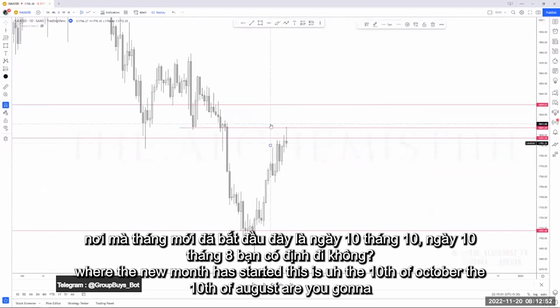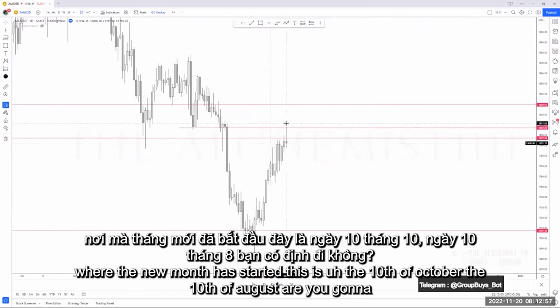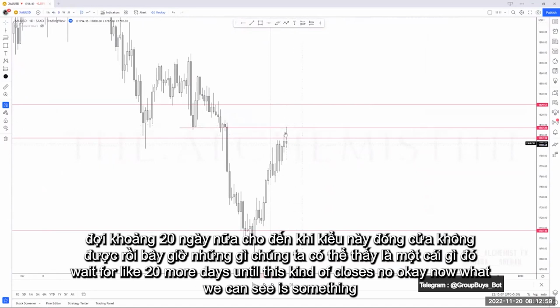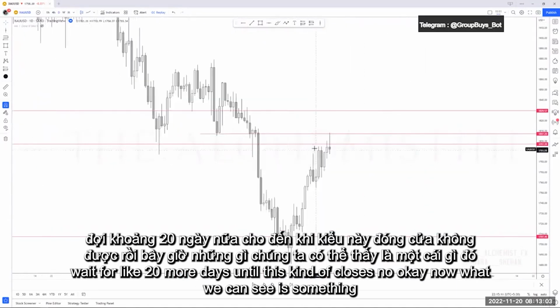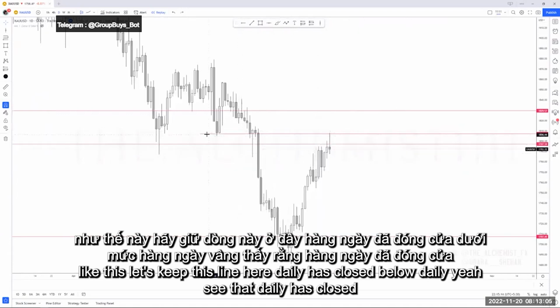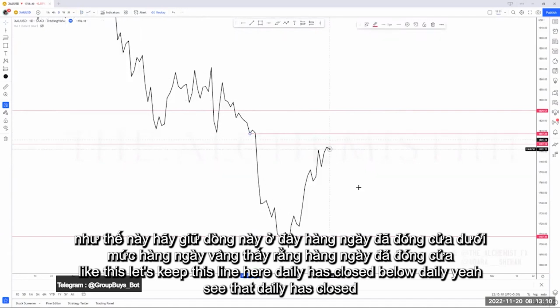This is where the new month has started. This is the 10th of August. Are you going to wait for like 20 more days until this candle closes? No. Okay, now what we can see is something like this. Let me keep this line here. Daily has closed below daily.